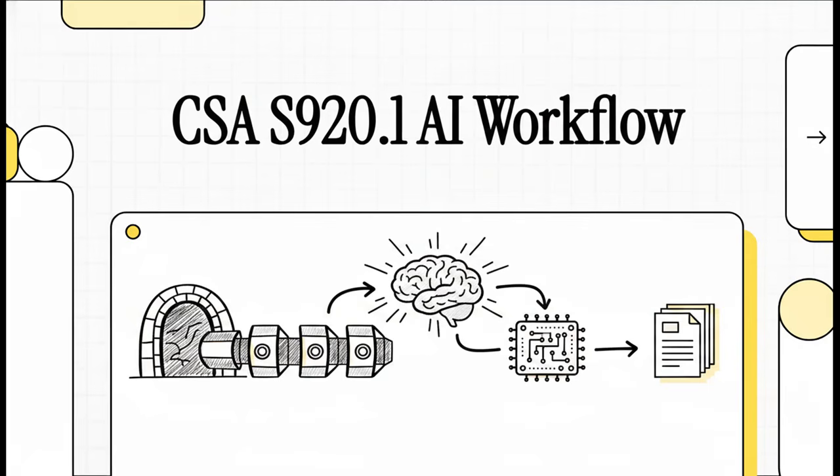Welcome. If you're watching this explainer, it means you've been tapped for your highly specialized engineering expertise to help draft the new CSA S92.1 Tunnel Design Guide. Now, we all know that writing comprehensive engineering codes is traditionally a monumental, headache-inducing, years-long challenge. But for this standard, we're doing things a bit differently.